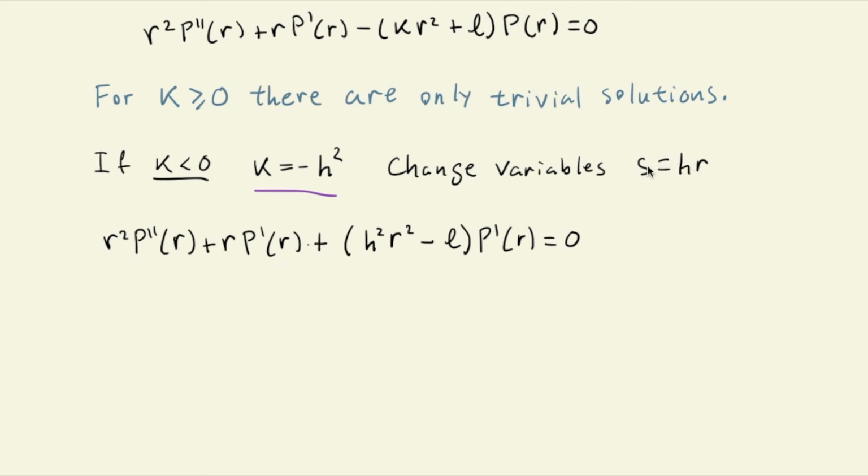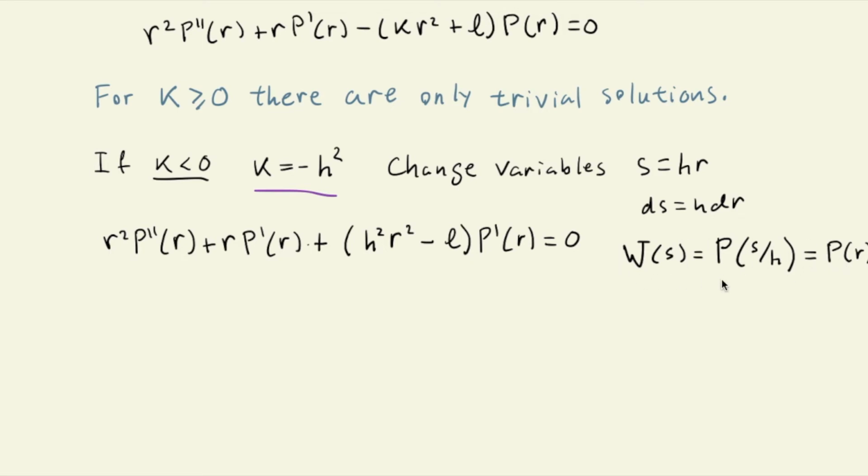All right, so we're going to introduce this variable s equal to h times r. Notice then that we can say that ds is equal to h dr. And we're going to introduce a function w of s. The function w is just the function p, but with a change of variables. It is p of s over h, and s over h, that's r. It's just p of r. So hopefully this is not too confusing.